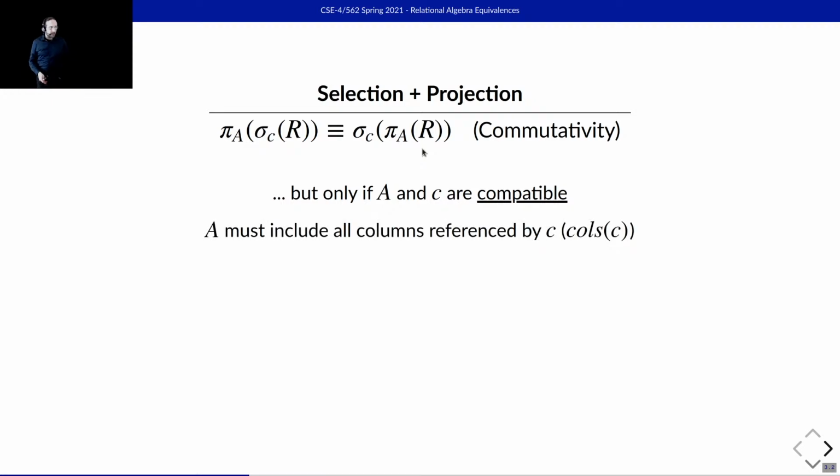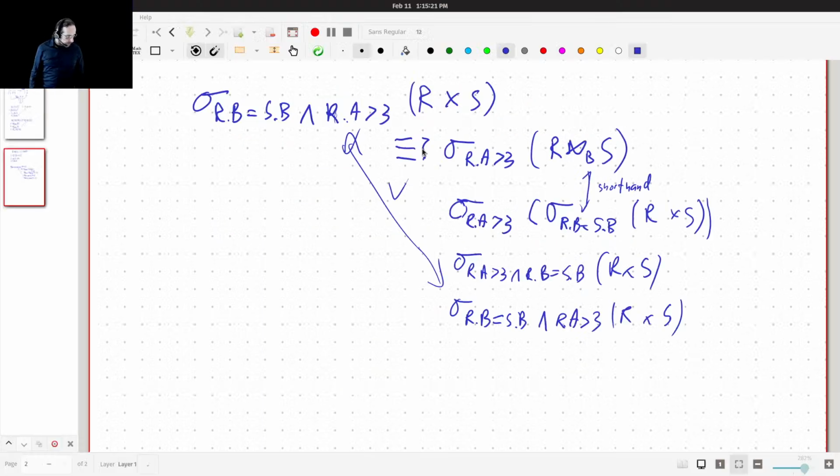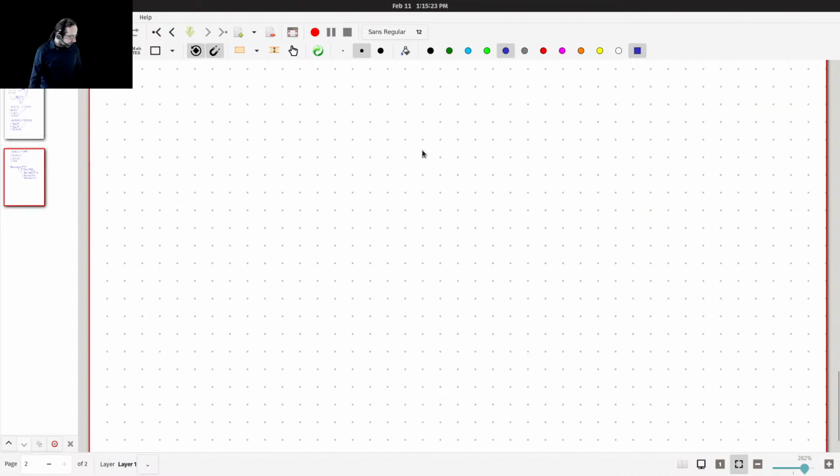up in A. So just to be clear, you can always go from right to left because in that case C is guaranteed to be valid. If C is valid, you're never going to make it invalid by adding more attributes, but there might be some situations where you can't go from left to right. Okay, so let's try it. Let's combine some of the rules here.